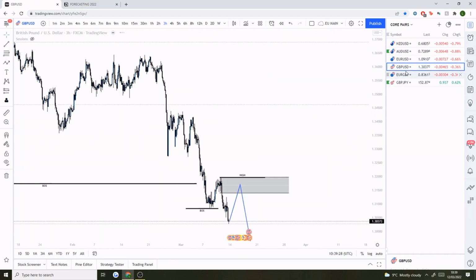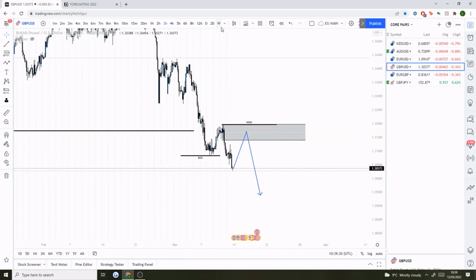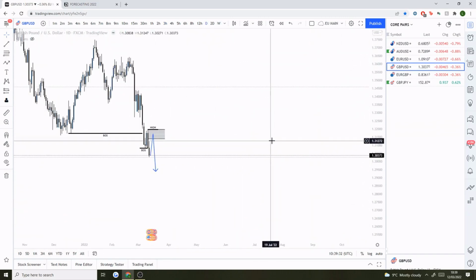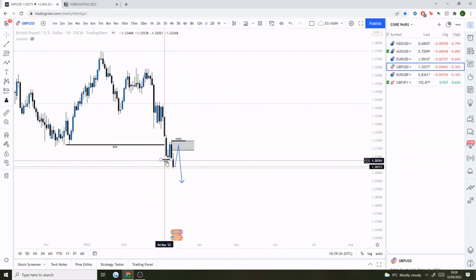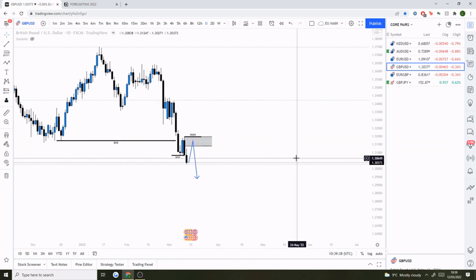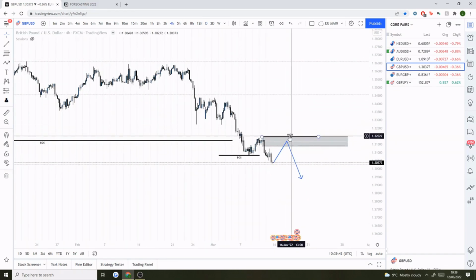Alright, so we'll move on to pound dollar, a bit more simple. So pound dollar, we've seen that first break of structure bearish, and now we've seen the second break of structure bearish. So we know for a fact that we're in bearish bias on pound dollar until we see this high broken here.